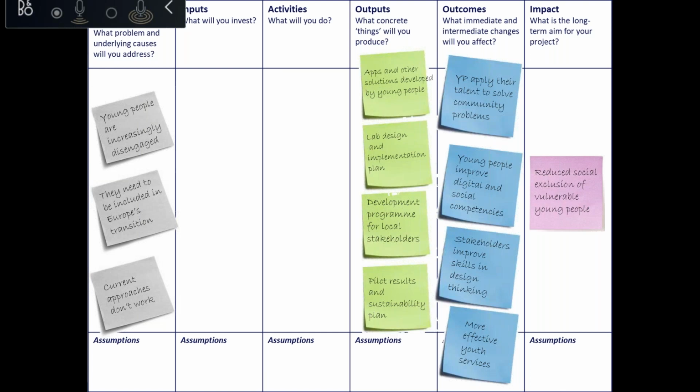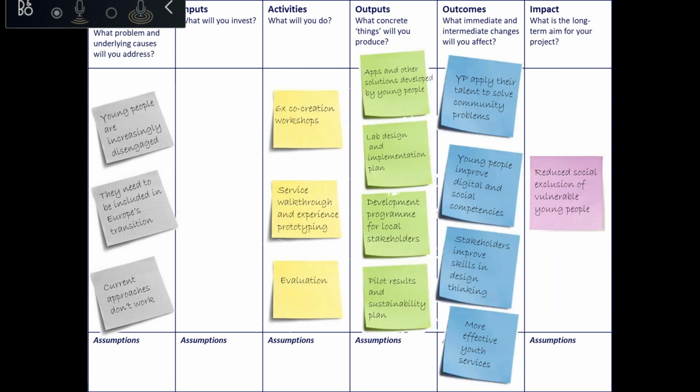Now, what activities do the team think they need to implement? So the team think it's important to have co-creation workshops with local stakeholders and the young people themselves in order to design both the lab and the problem-solving activities. They need to have a service walkthrough and experience prototyping of the new solutions locally. And I think they need evaluation in order to have a rigorous assessment of results and confidence that the idea works. So what are the inputs?